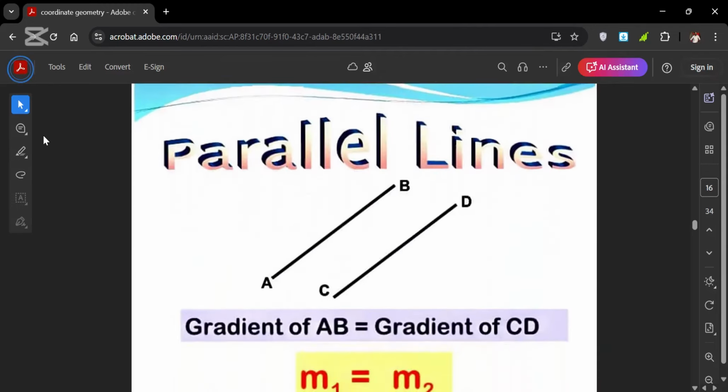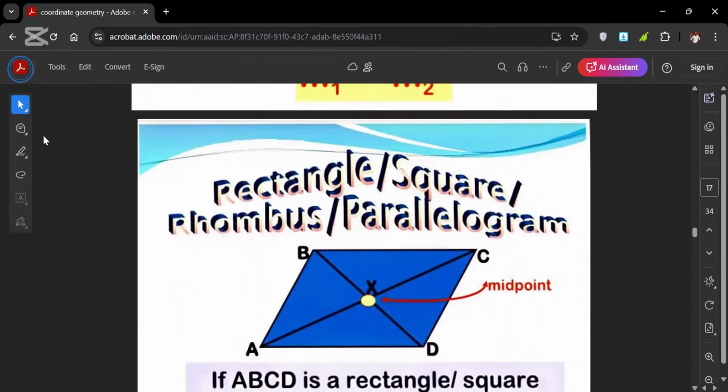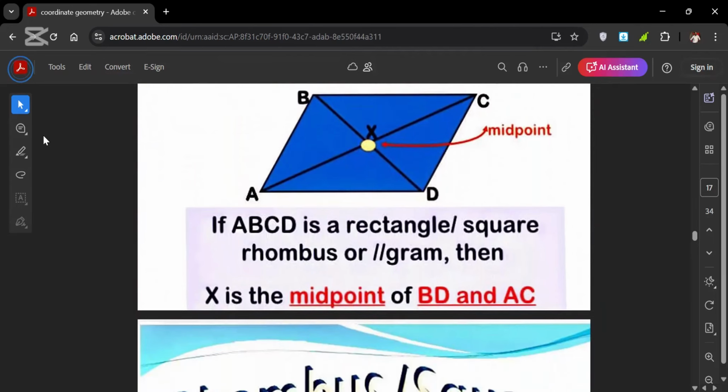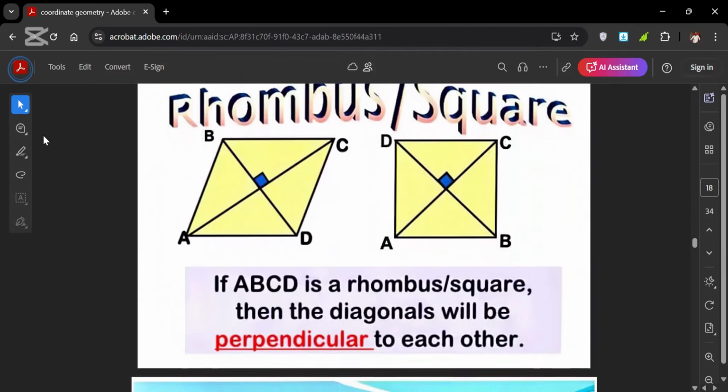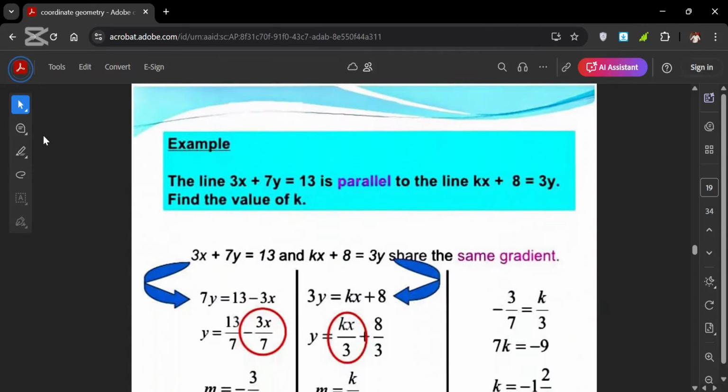Parallel lines, an important concept. The gradients of two parallel lines are equal. Then this is giving the concept of where these parallel lines, midpoints, and all these things are used in these shapes: rhombus, squares, and all these. Okay, now something important here.